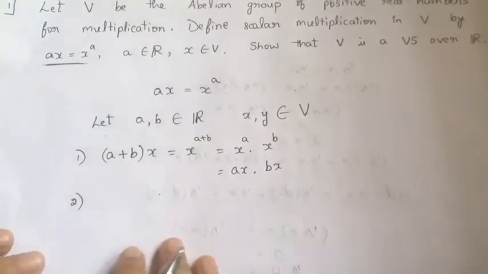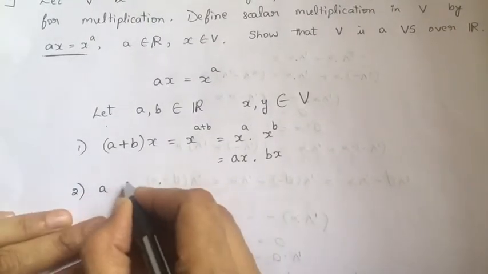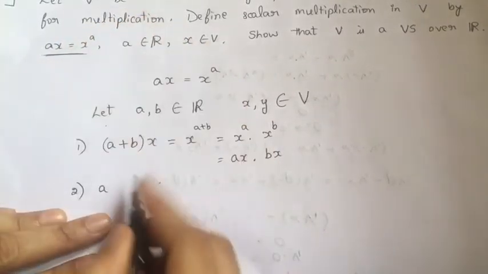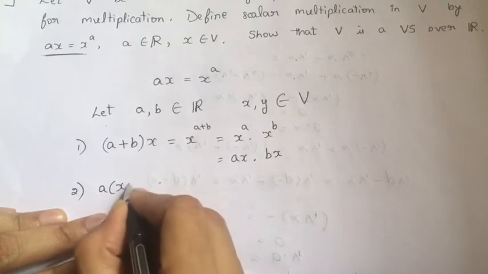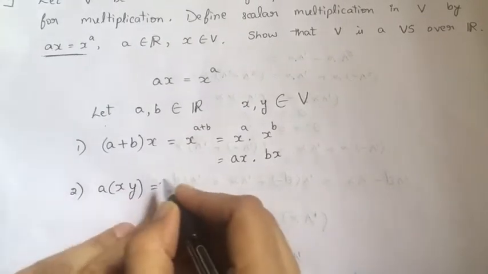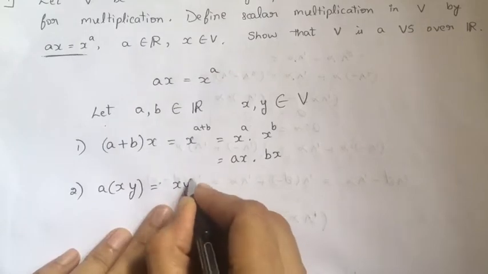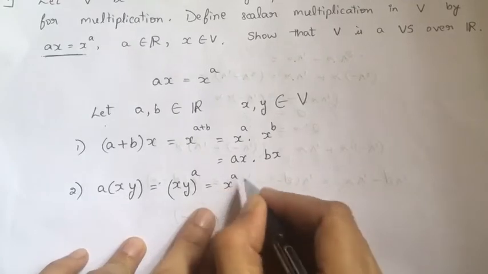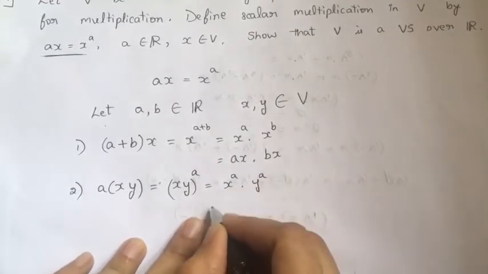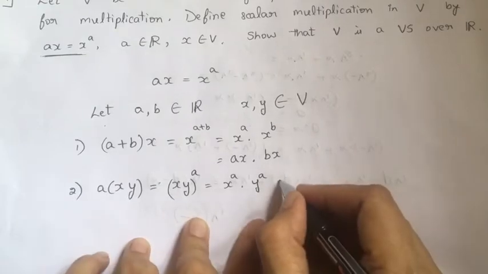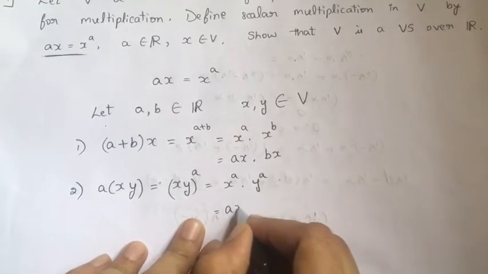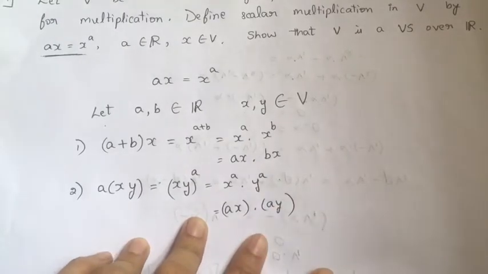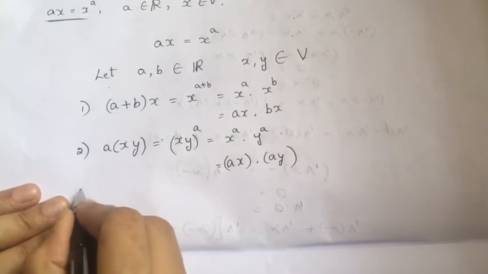When I take the second property, it is scalar into product of the vectors, because it is mentioned it's an abelian group under multiplication. So I'll take XY. By definition, this will be XY power A, which will be equal to X power A into Y power A, which is nothing but AX into AY. So this is also well defined, no problem.